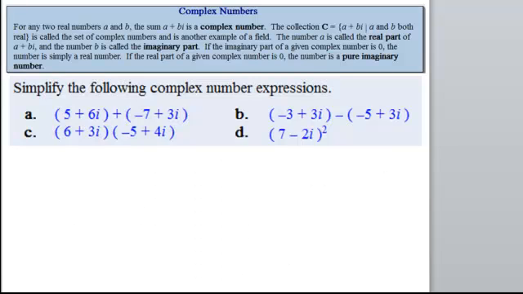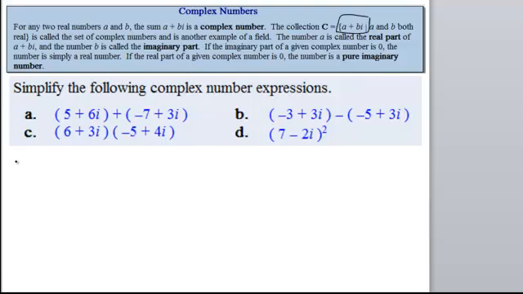Okay, so now whenever you are adding, subtracting, multiplying complex numbers, well, let's just go with addition. If you're adding complex numbers, you really just want to combine the like terms. You want to combine the real parts, you want to combine the imaginary parts, and you always want to write it in this form, a plus bi, so that your real part is first and your imaginary part is second.